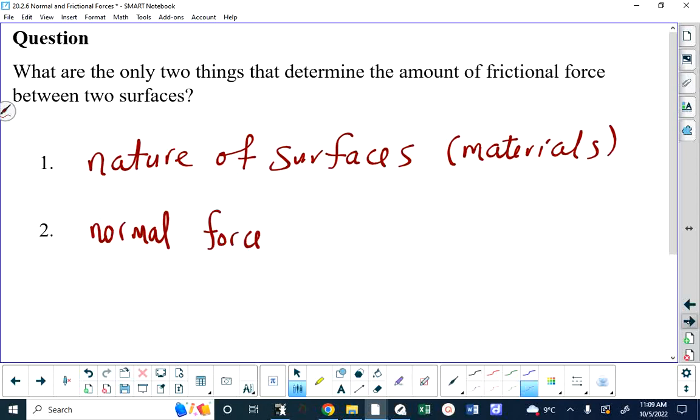So the normal force is this. And the nature of the surfaces is given a symbol. We want to use numbers in science. And the symbol is called mu. This is a Greek letter. It's a sound that a Greek cat makes. Mu.